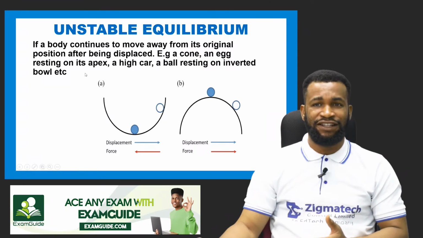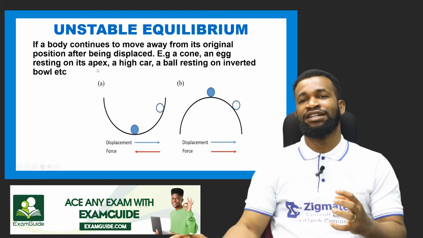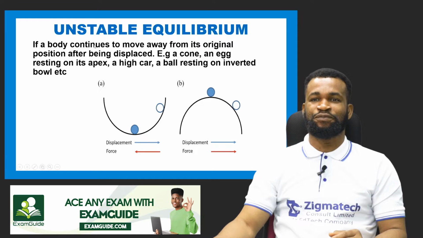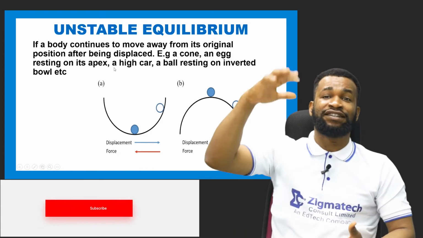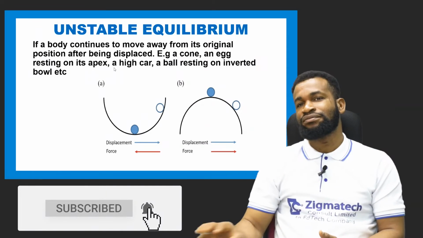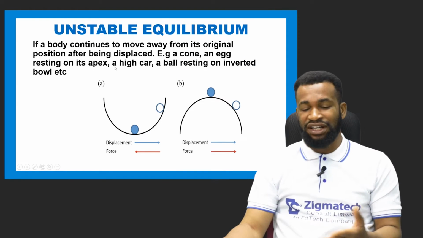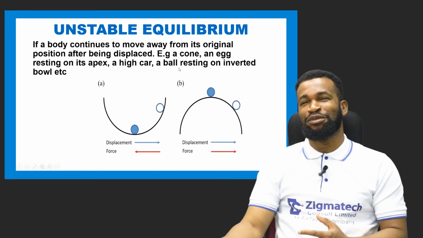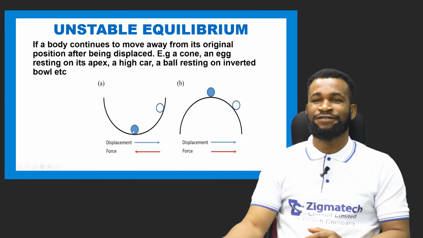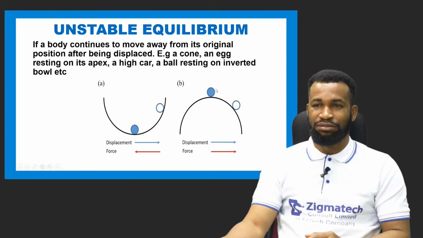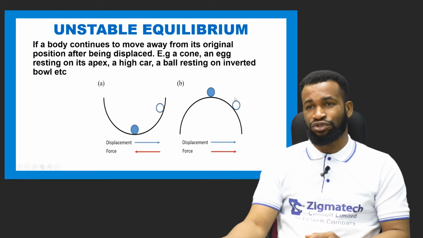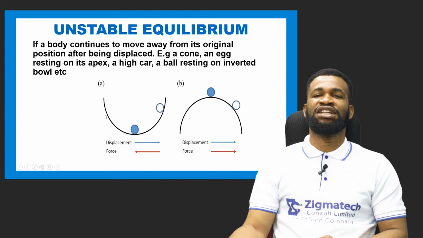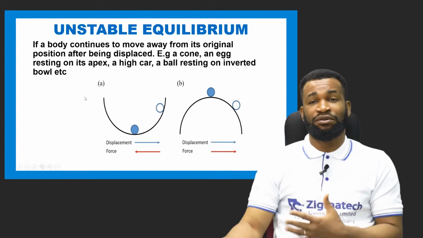Another example is an egg on its apex. Remember an egg, the apex part of it. And then a very high car. I had that experience, a very high car. I mean, the tire is very high. Such cars fall easily for any little push, especially on a very bad road. Another one is the ball resting on an inverted ball. Look at this one. The ball here at this point, when you keep this ball and push it a little, you know it must surely fall down to the end, to this path. Then we say that these are unstable equilibrium.